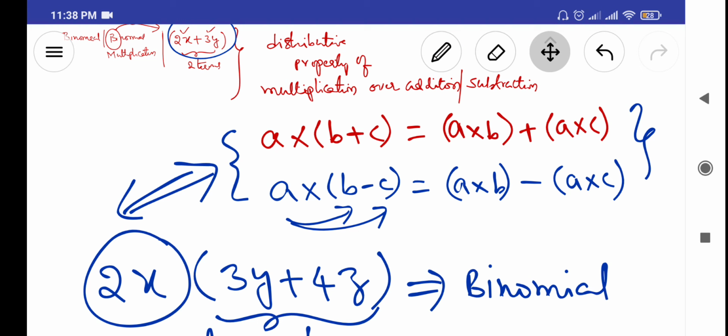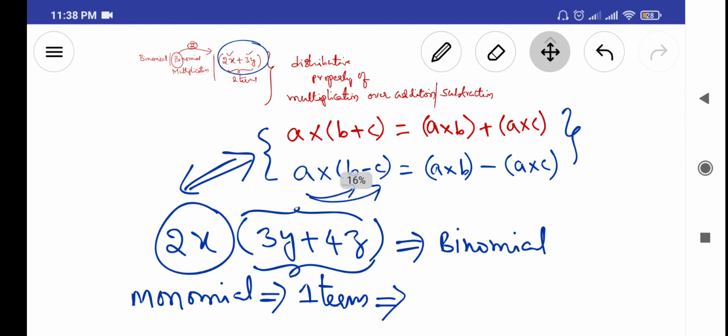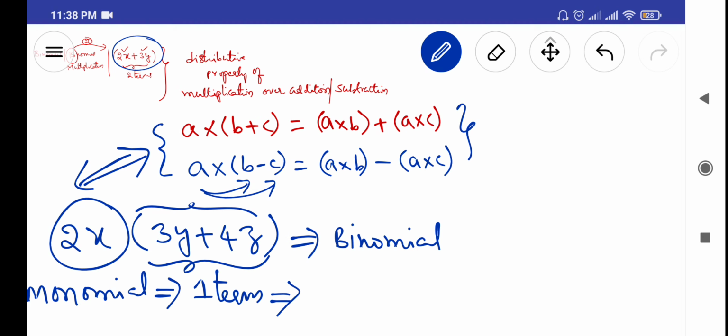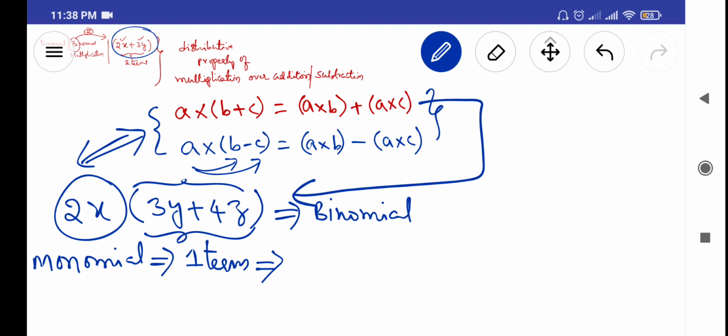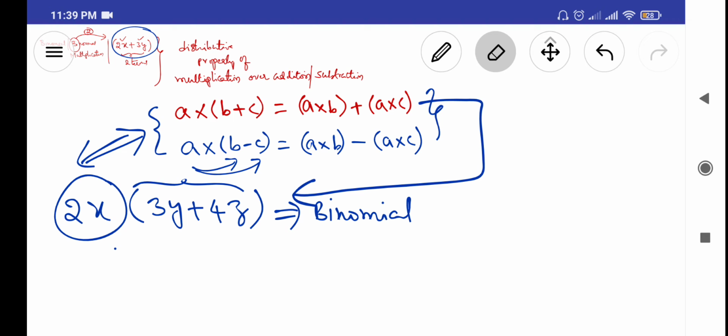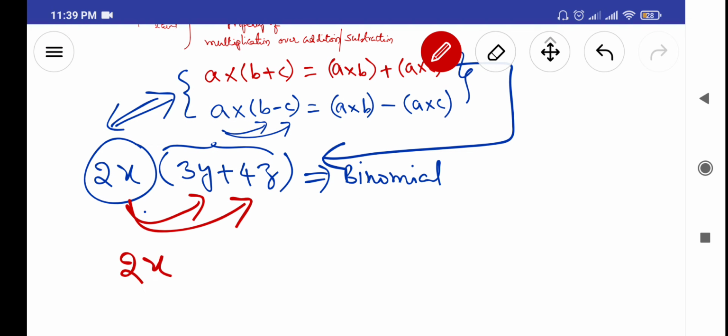So it will exactly match the property which I have shown here. Outside, a is single, and inside the bracket b plus c. So here also, in the place of a you have 2x, and in the place of b and c you have 3y plus 4z. So I will multiply exactly in the same way. If you multiply that, it will be 2x with 3y and 2x with 4z. So 2x into 3y.